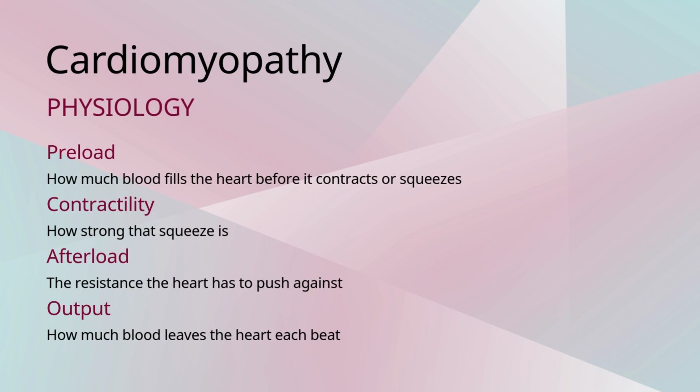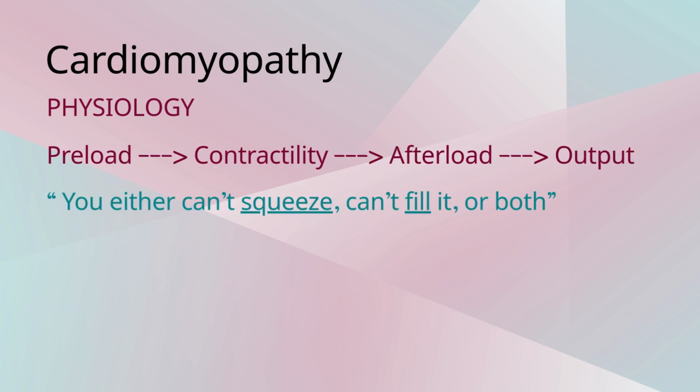If the output is too low, the body can't receive the oxygen it needs. And on the PANCE, when they describe a heart problem, like a big floppy heart, a stiff, thick wall, or a stressed out ventricle, they're really telling you which one of these steps is messed up. And the problems, which ultimately affect the cardiac output, are you either can't squeeze it, you can't fill it, or both.